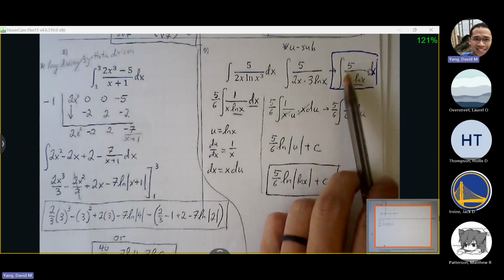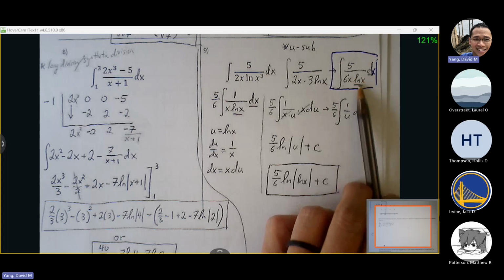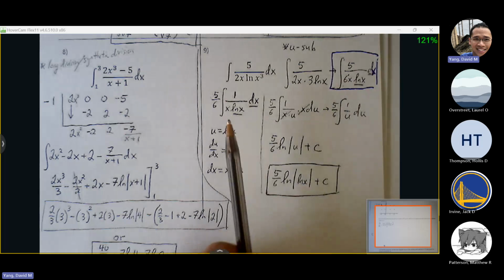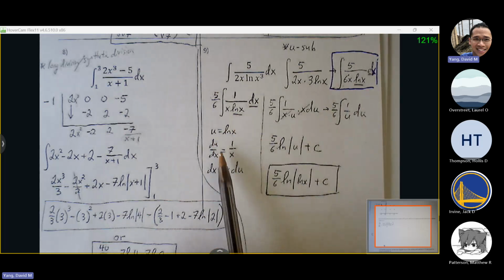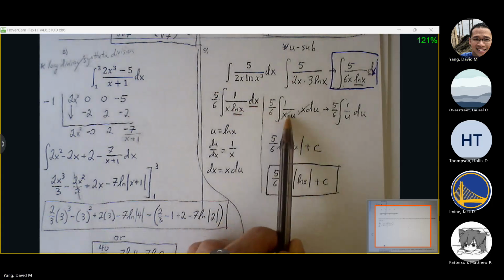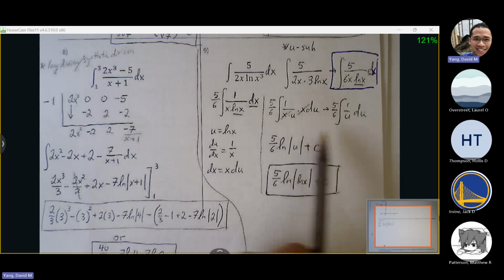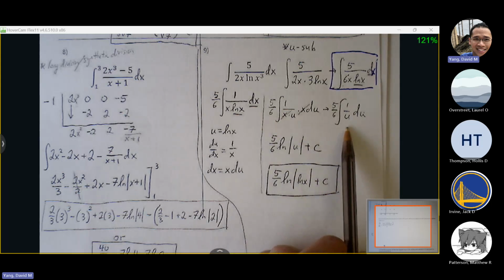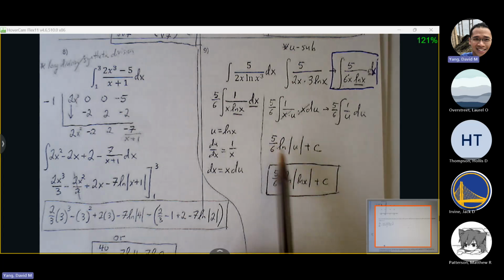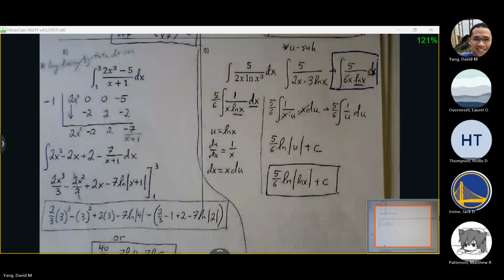This one is a u substitution problem. Your u value being natural log of x, because we need something left over to pair up with this x with a derivative. So if my u value is natural log of x, my derivative is 1 over x, cross multiply, x du. That's perfect. The x's will cancel out. There's a 5/6 in front, and I'm just left with 5/6 integral of 1 over u du, and then natural log as the antiderivative, and then bring back your x.